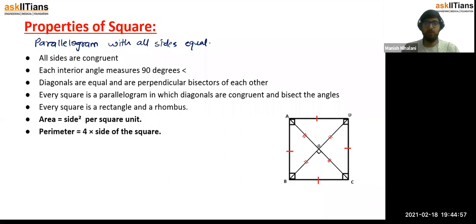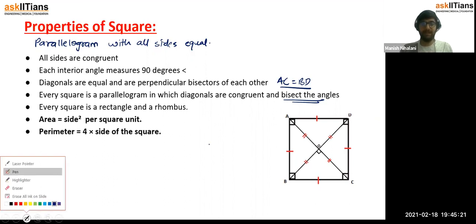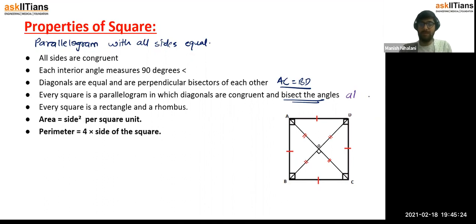And also, a square is a parallelogram with all sides equal. As we discussed, the diagonals are also equal in a square and are perpendicular bisectors of each other. So AC is equal to BD. Then every square is a parallelogram in which diagonals are congruent and bisect the angles. Now, what do we mean by this? That they bisect the angles means they bisect the angles at the vertices, that is angle A, angle B, angle C, and angle D, which means these angles are equal, right? These angles are equal, right?